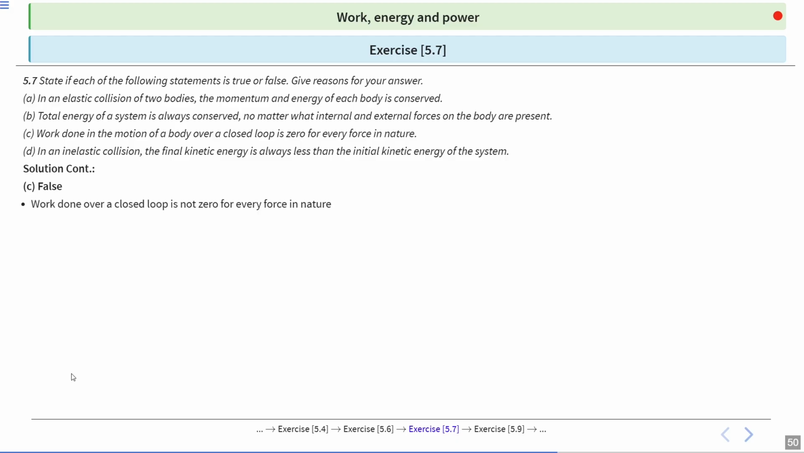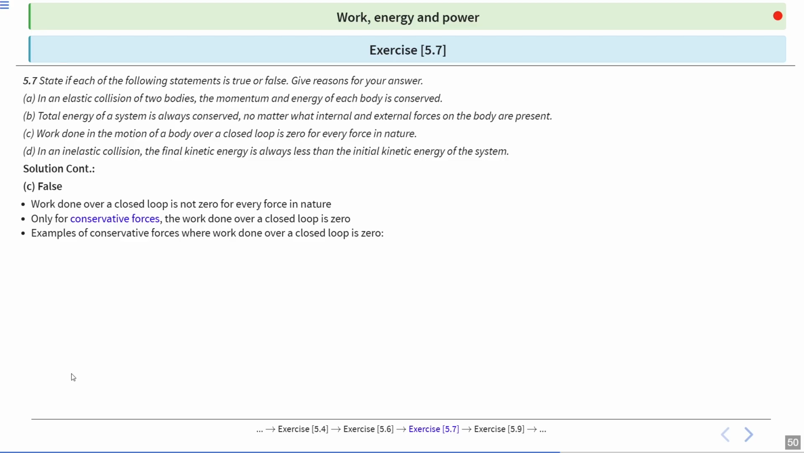So work done over a closed loop is not zero for every force, only for conservative force. This is applicable only for conservative force. So work done over a closed loop is zero if the force is conservative. Examples of conservative forces are like electrostatic force.